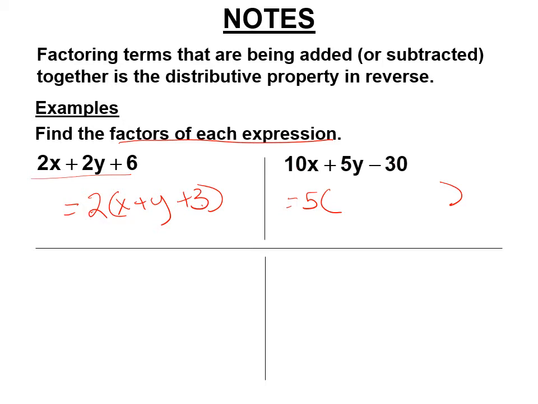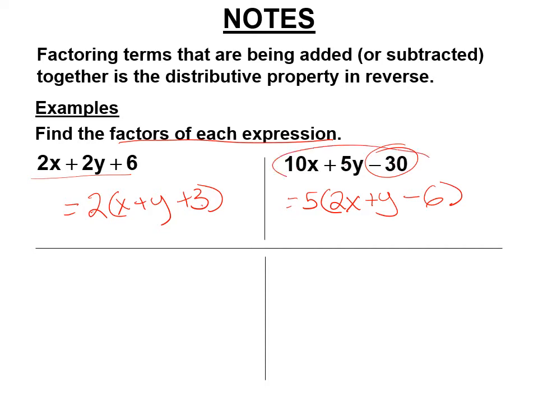Well, something had to make 10x. Would you believe it was 2x? What would have made plus 5y? Plus y. What would have made negative 30? Negative 6, or minus 6. And so what must have multiplied to make that was 5 times 2x plus y minus 6.